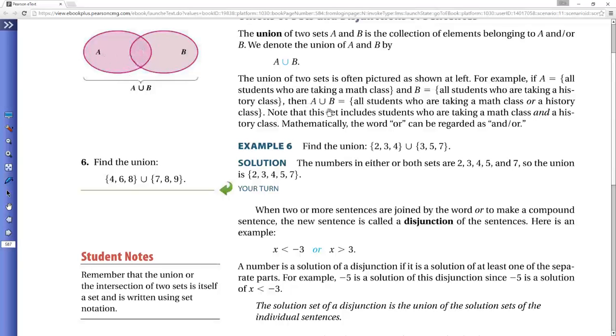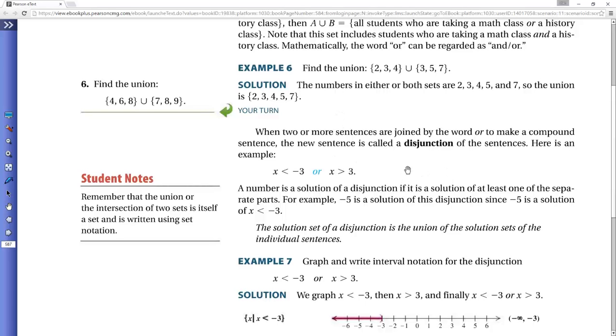So if I put this into this Venn diagram, I would have 2, 3 here because it's shared between the two, and a 4 here. And then I'd have 5, 7. So it'd be 2, 3, 4, 5, 7. Okay?